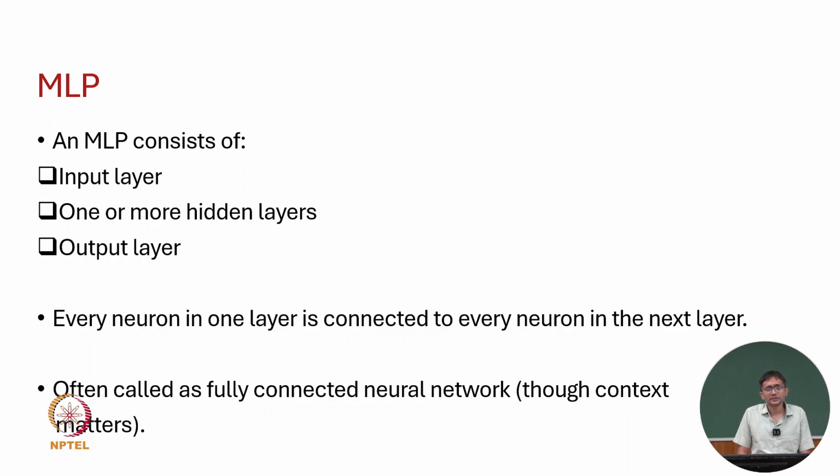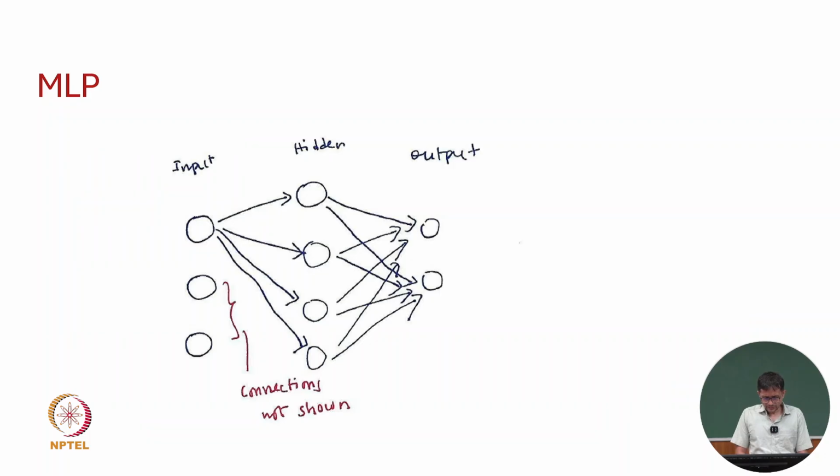Every neuron in one layer is visually connected to every neuron in the next layer. So this is a very important aspect. We often also call this a fully connected neural network. So how does it look, then?